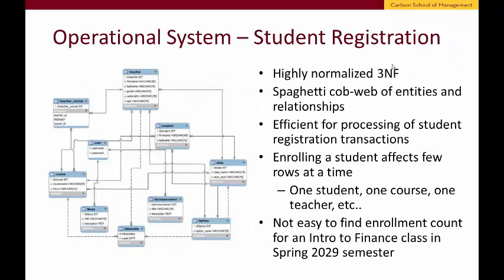On this slide, we introduce our running case example, a student registration or enrollment operational system, a spaghetti cobweb of entities and relationships, shown here on the left of the slide, designed for efficient processing of student registration/enrollment requests. Some of the transactions include a student adding or dropping a class, changing to another section, or requesting to be placed on a waiting list for a section that is full. All these are examples of insert, delete, and update queries affecting at most a few rows at a time.